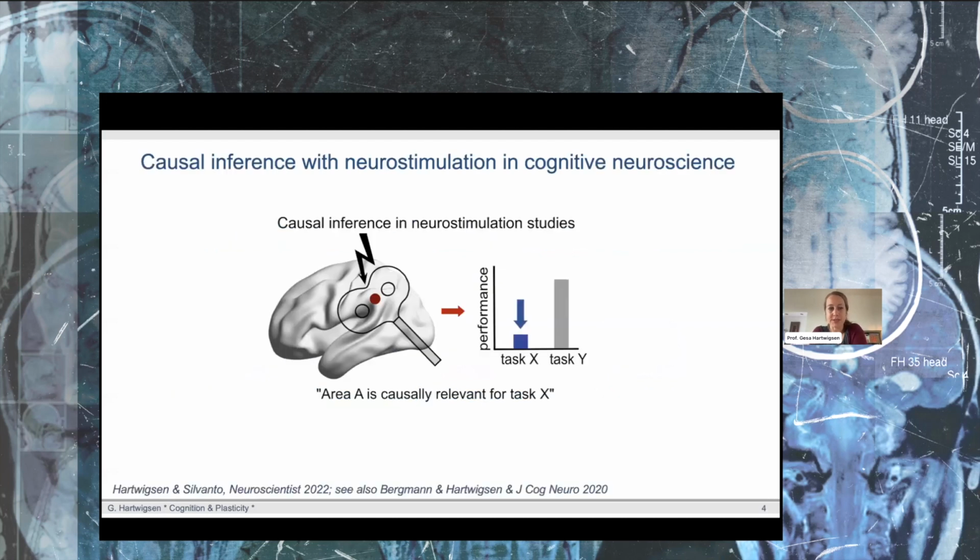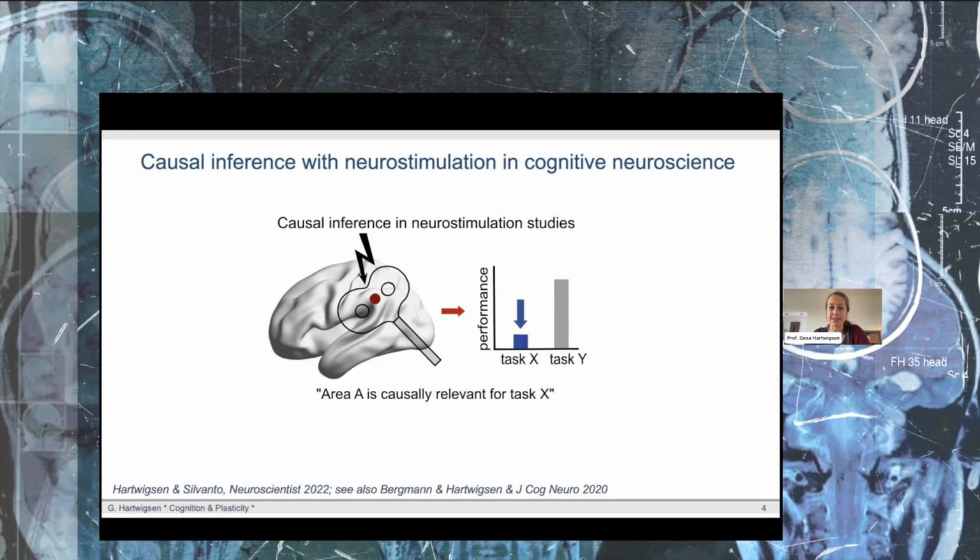Now, one method to study this is non-invasive brain stimulation. And when you look at the history of non-invasive brain stimulation, especially transcranial magnetic stimulation, then it comes with a strong promise of causality, especially in the field of cognitive neuroscience. So the promise of causality, or the rationale for this, usually works as follows. The idea is that I target a specific brain area, for example, a language area, with an inhibitory neurostimulation protocol, and this should lead to a measurable change in my task performance, for example, during a language task.